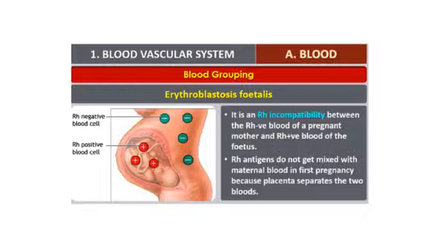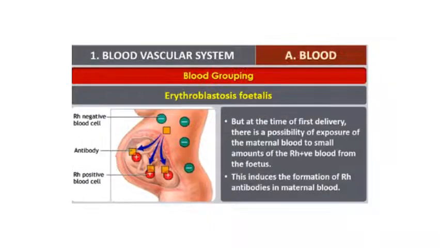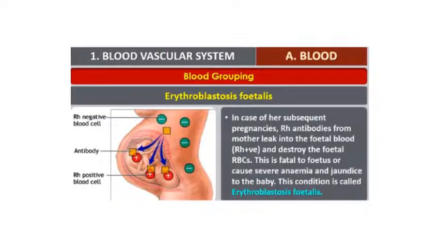Okay, so the Rh antigens do not get mixed with the maternal blood in the first pregnancy because the placenta separates them. But if there is mixing, then it will result in problems. But at the time of first delivery, there is a possibility of exposure of the mother's blood to a small amount of Rh positive blood from the fetus. So this induces formation of Rh antibodies in the maternal blood also.